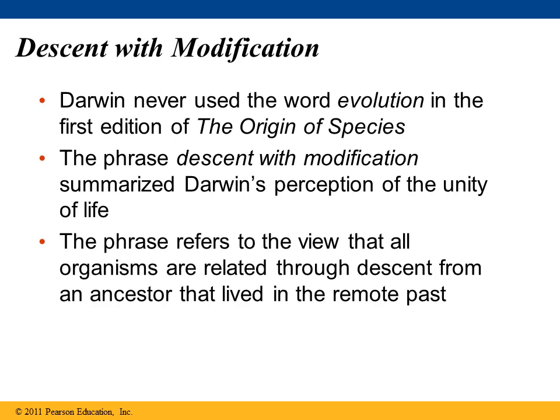Now, Darwin did not use the word evolution. Instead, Darwin used the phrase descent with modification. He said that all organisms are related through descent from an ancestor, that they are modified as they descend from an ancestor. Also, he did not use the phrase survival of the fittest. This phrase was made up by a newspaper reporter.